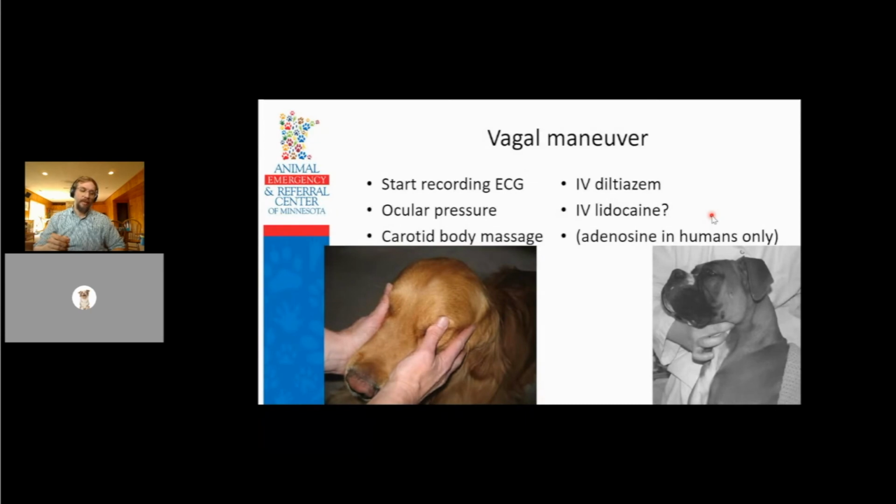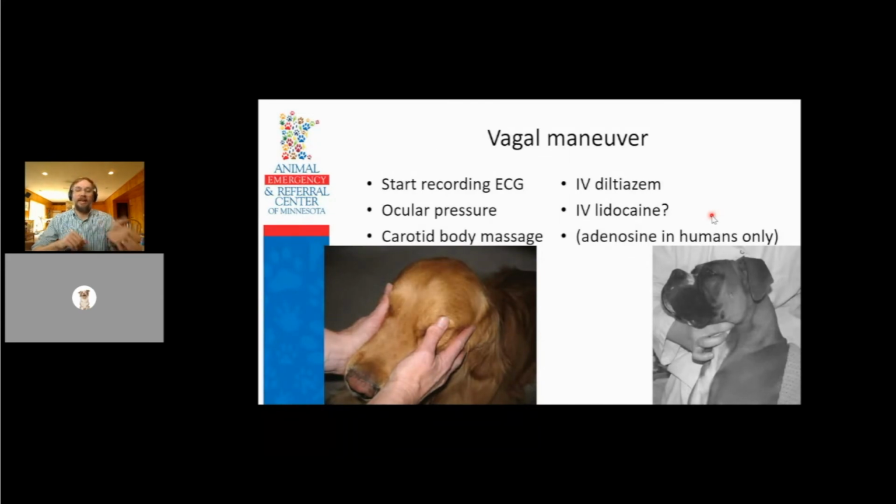IV diltiazem. So the idea with the vagal tone is that you're slowing conduction through the AV node, and that can either slow the rate or break a rhythm that's using the AV node. So that can be helpful in diagnosing what the arrhythmia is. IV diltiazem is a calcium channel blocker, and the AV node and sinus node are very calcium channel dependent. So that will slow those down too pharmacologically, besides just doing a vagal maneuver.